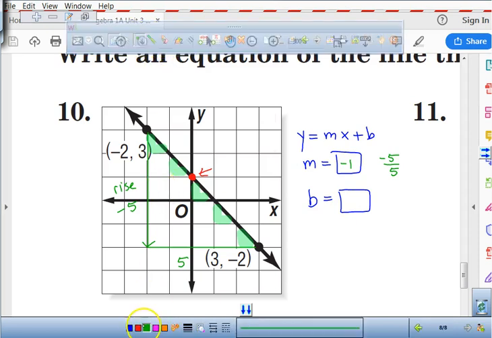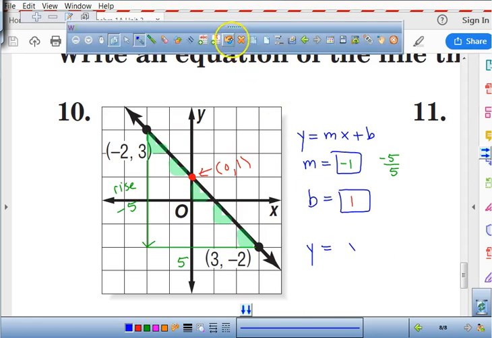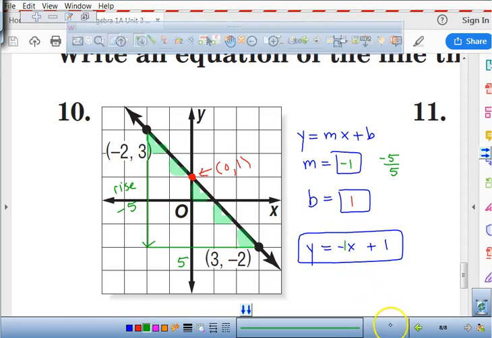And what is our y-intercept at? What's the ordered pair for our y-intercept? 0, 1. So your final answer for number 10 is y equals -x plus 1. Why a -x? Because instead of saying -1x, you can just say -x.